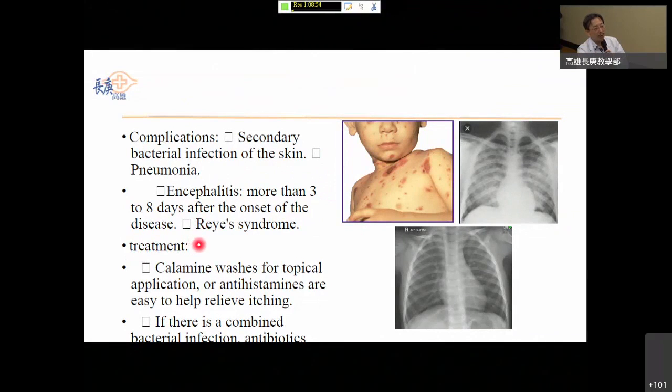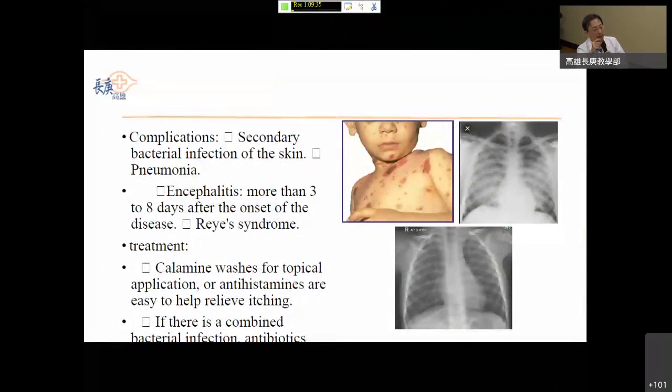And the fourth is Reye syndrome. Reye syndrome is caused when you are affected by the virus and you take some inappropriate antipyretic medication, such as aspirin, okay? The medication interacts with the virus and causes liver dysfunction, okay? It's very rare, but it happens.